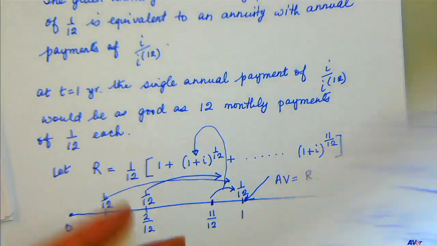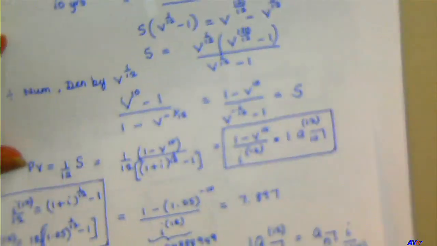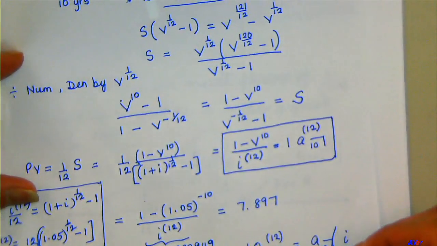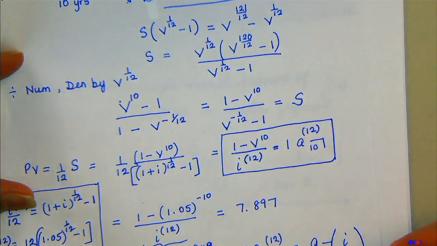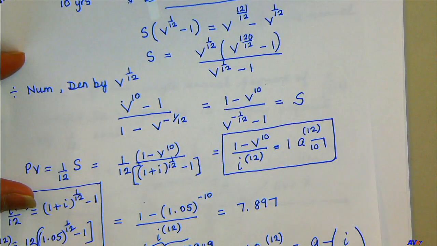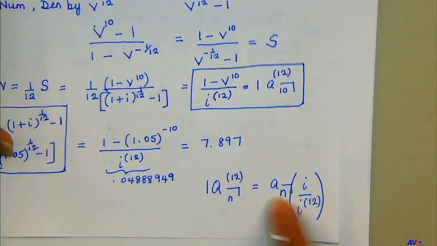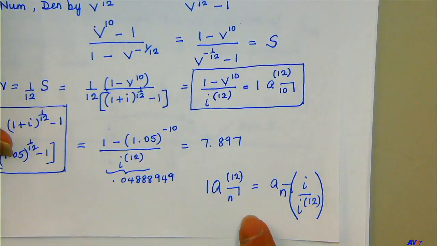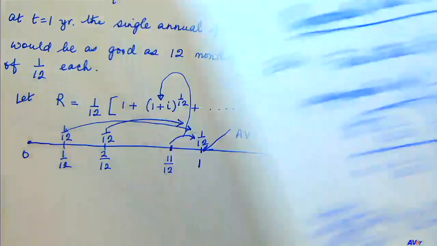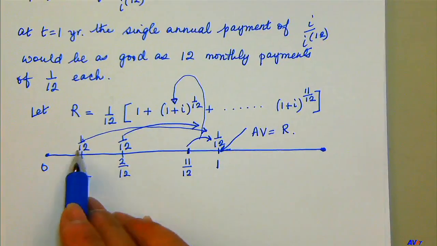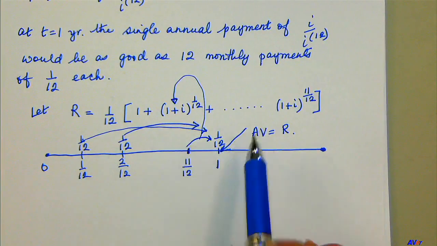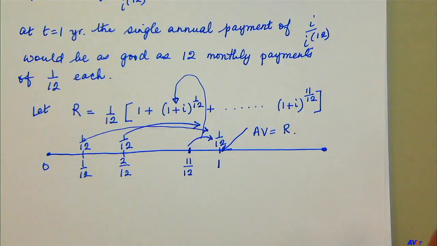Right? Because look what this was saying. This was saying, if you just take a payment of this once a year for n years, it would be the same as taking a payment of 1/12 every month for n years. So if I could just show that the accumulated value of these is equal to i over i^(12), I would be done. So how should we do it?